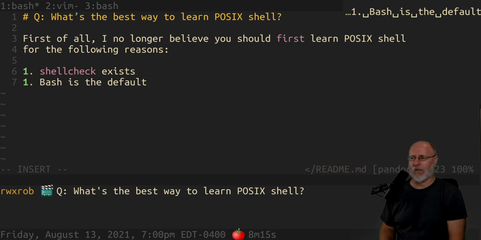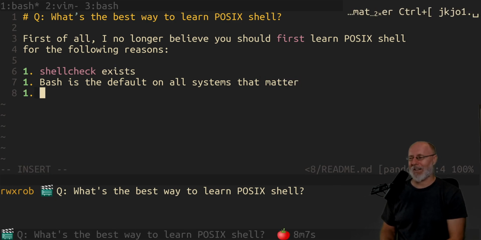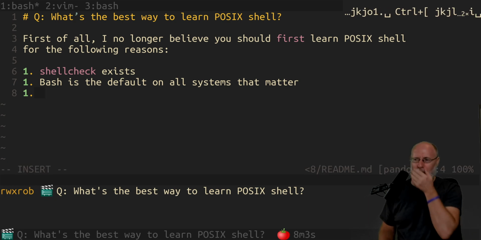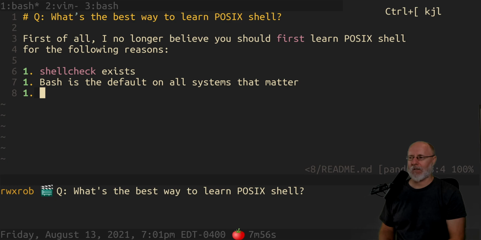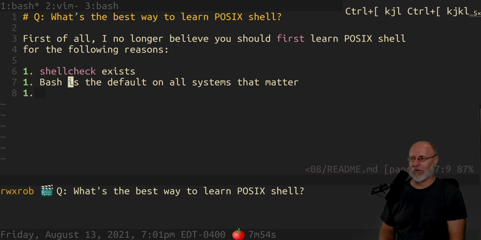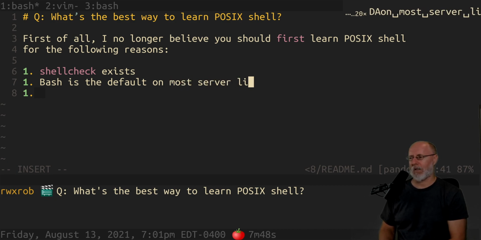Right? On all systems that matter. Yes, I'm implying something about Mac by saying that. Honestly, it's not Ash. I mean, that's not completely true. On most server Linux systems.